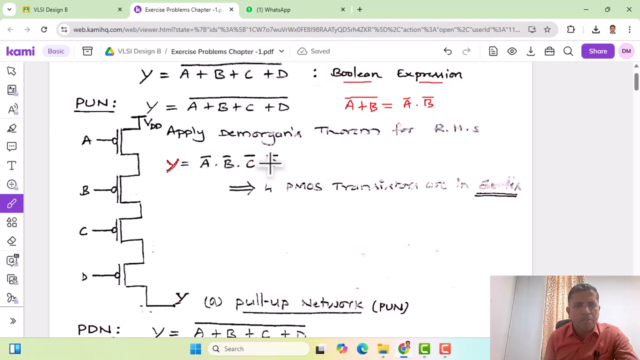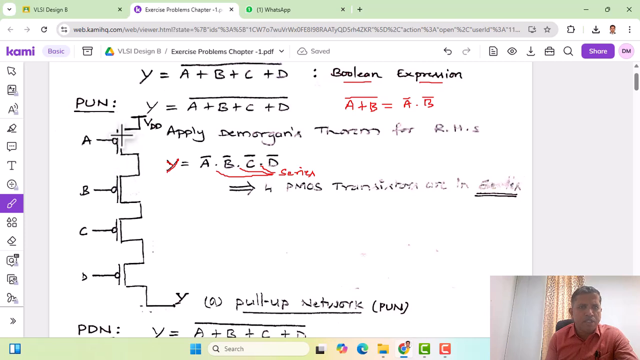So in this expression, there are 4 variables A, B, C, D, and each variable is in the complement form, and that is required for the pull-up network. And there are 3 dots here, so that shows that all these transistors are connected in series. So A, B, C, D are the 4 transistors that are connected in series.